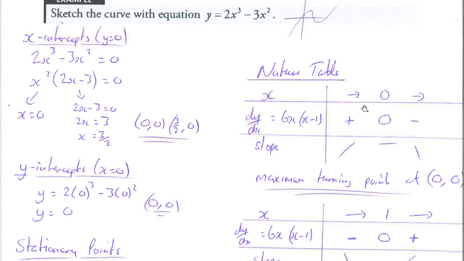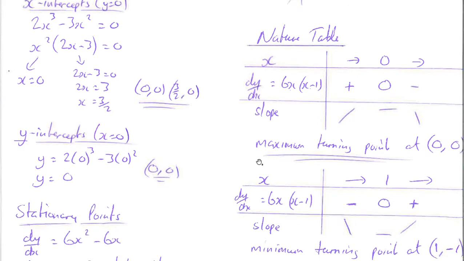So the curve is going to increase. The gradient is going to be positive, then 0, then negative. So it's going to go up, flatten out, and then drop, which is exactly what we're seeing in the diagram below. So maximum turning point at 0, 0. So we do need to state that that's a maximum.